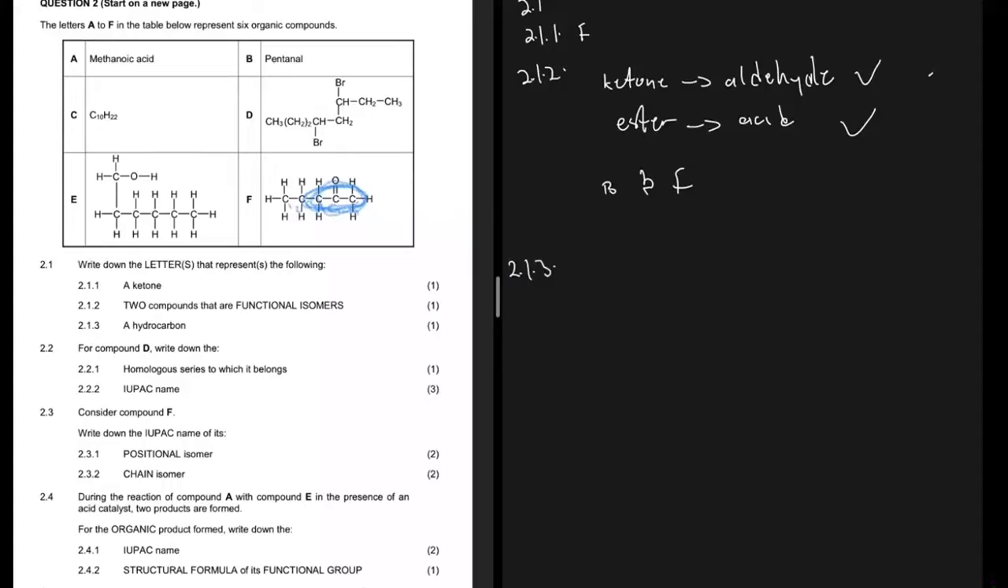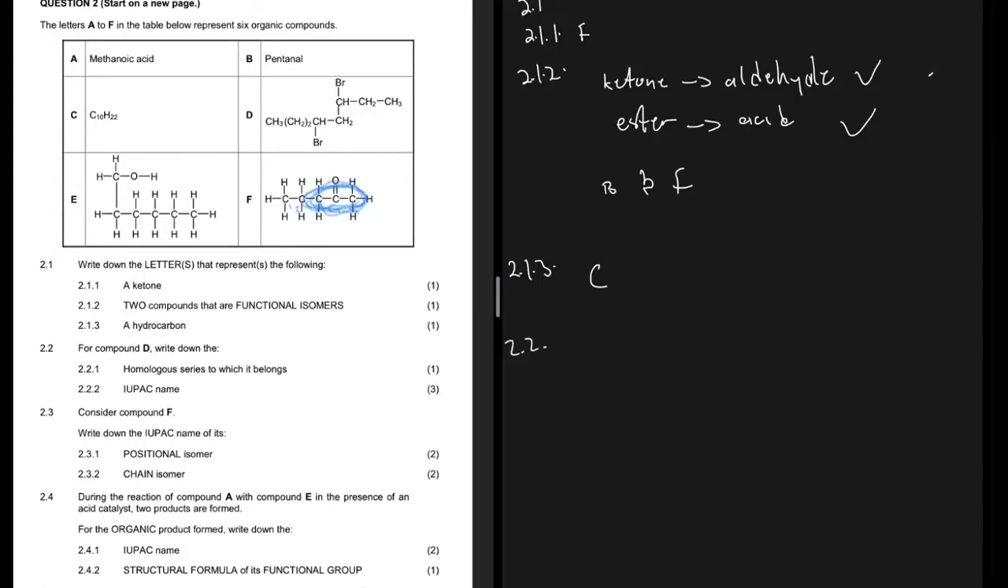2.1.3 says write down the letter that represents a hydrocarbon. That's an alkane, an alkene, or an alkyne. For this question, the only hydrocarbon we have is number C, which has 10 carbons and 22 hydrogens. Let's move ahead.